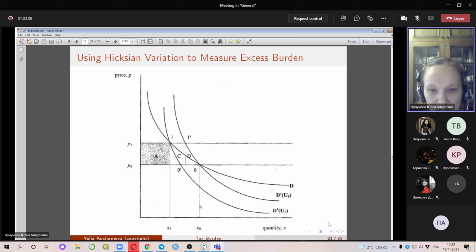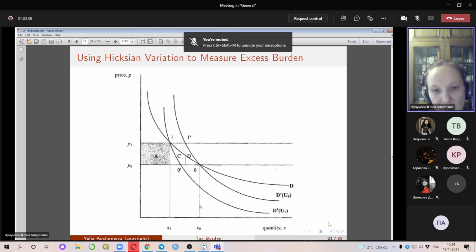It is that triangle denoted here by letter D, right? That small triangle. It's certainly smaller than it would be if we used Marshallian surplus to measure the deadweight loss, right? But okay, we also need to figure out what the equivalent variation is and what the measure of excess burden based on the equivalent variation is on this graph. But it should be easier, right?